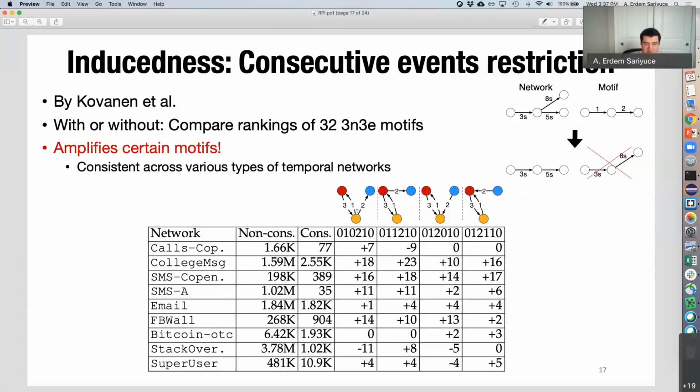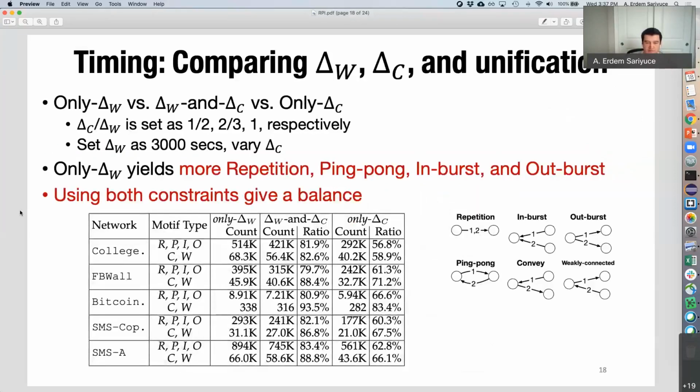And notice that the first and the third are in that ping pong shape. So the third event is always the reciprocal of the first. And by definition, the consecutive event restriction will favor that kind of thing because of this restriction. And this basically created bias in the data. So we thought this shouldn't be considered at all, but there's a clear favor for those 4 particular motifs when compared to the rest of the 28. But this was the first result we had for the inducedness. We had more in the paper, I'm just leaving that for now.